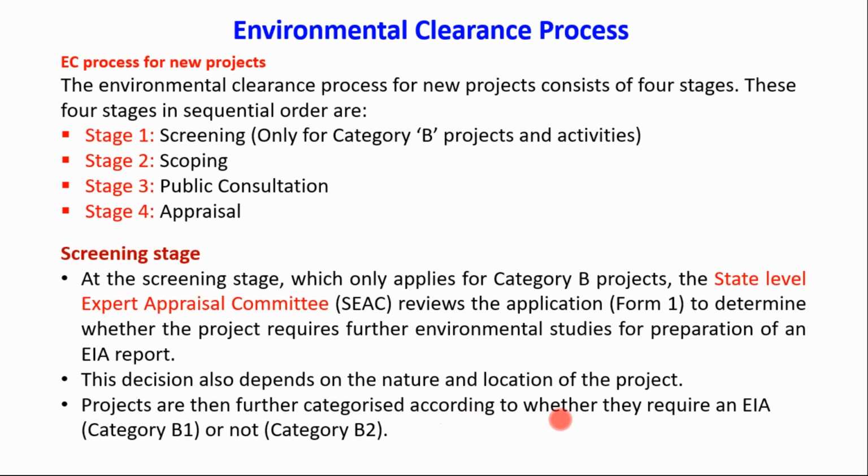Projects are then further categorized according to whether they require an EIA or not. So category B is sub-classified as B1 and B2. EIA is applicable, that is B1; EIA is not applicable, that is B2.